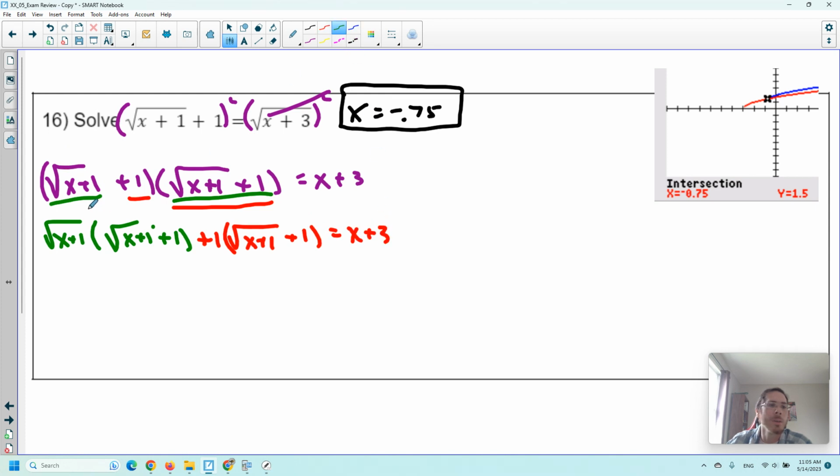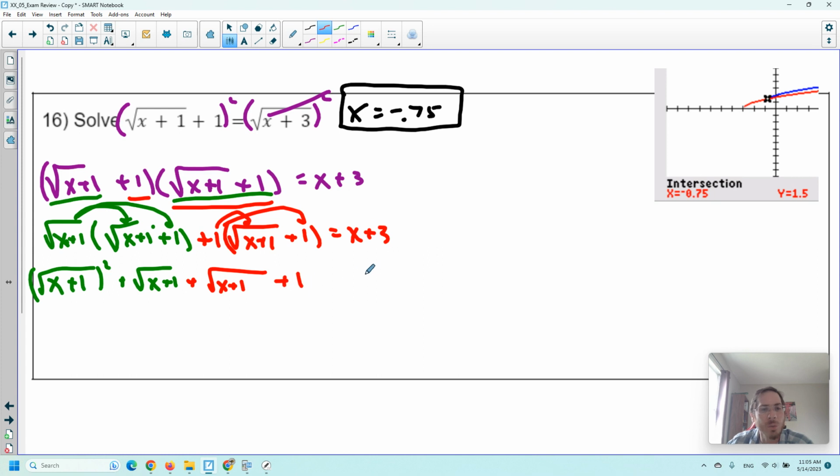All right, now when I double distribute, square root x plus 1 times square root x plus 1 is x plus 1. So square root x plus 1 times square root x plus 1, the square roots would cancel out because I'm squaring it. I'm going to write that. I might as well just go with one extra step. All right, so it's just that squared. Square root x plus 1 times 1 is square root x plus 1. In red, 1 times square root x plus 1 is square root x plus 1. 1 times 1 is 1. I still have x plus 3 over here on this side.